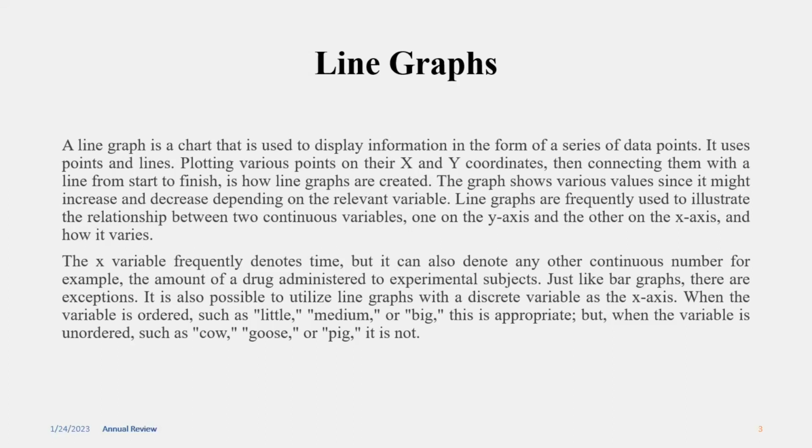The x variable frequently denotes time, but it can also denote any other continuous number, for example, the amount of drug administered to experimental subjects. Just like bar graphs, there are exceptions. It is also possible to utilize line graphs with a discrete variable as the x-axis. When the variable is ordered, such as little, medium, or big, this is appropriate. But when the variable is unordered, such as cow, goose, or pig, it's not.